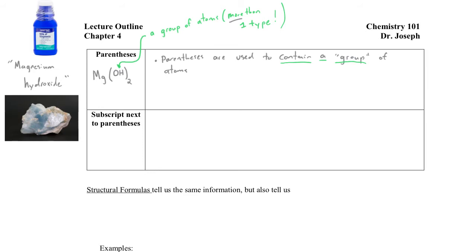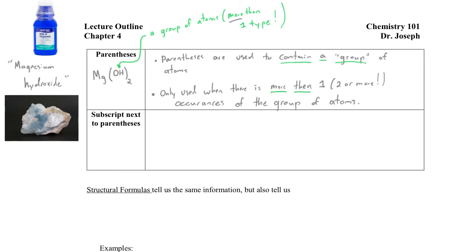But that's not the only requirement we have in order to use parentheses. There's a second requirement. This second requirement is that you need to have more than one occurrence of that group in order to use the parentheses. So here we have two occurrences of this hydroxide group, so we use parentheses with a subscript 2 outside of them. There's another substance called sodium hydroxide that only has one occurrence of the hydroxide group. And notice here we don't use parentheses. That's because we only have one of these groups, and there's no need for it.